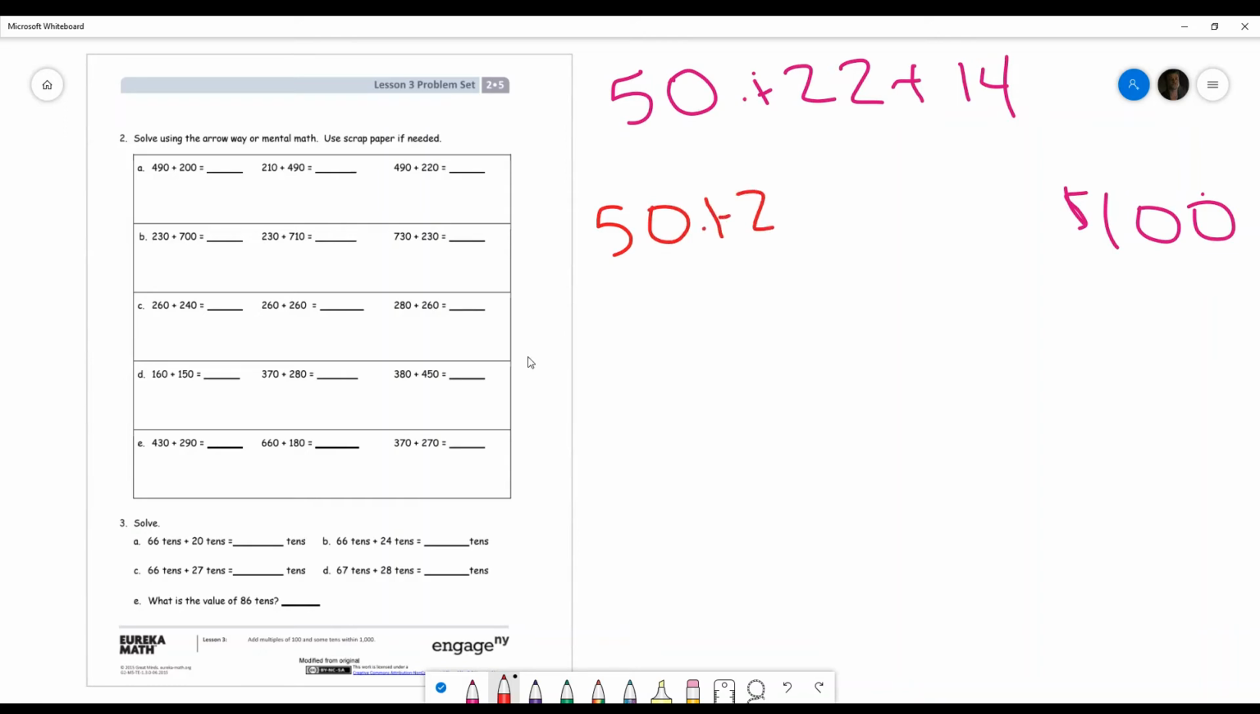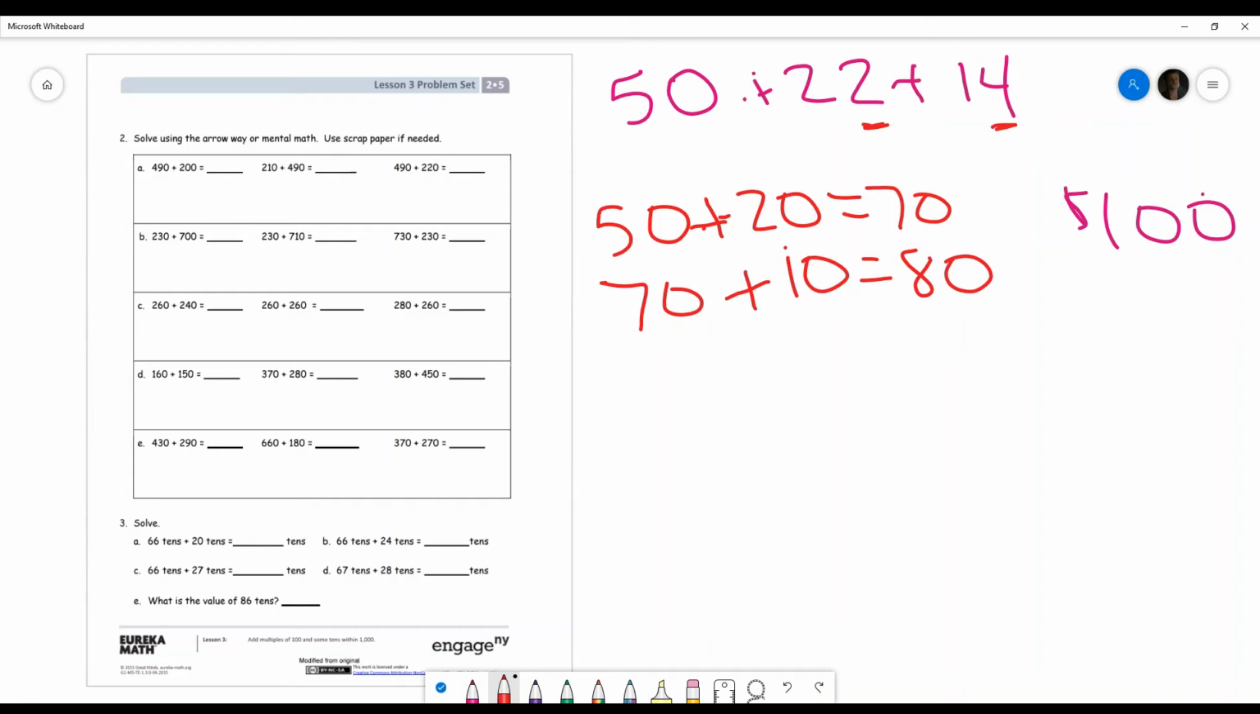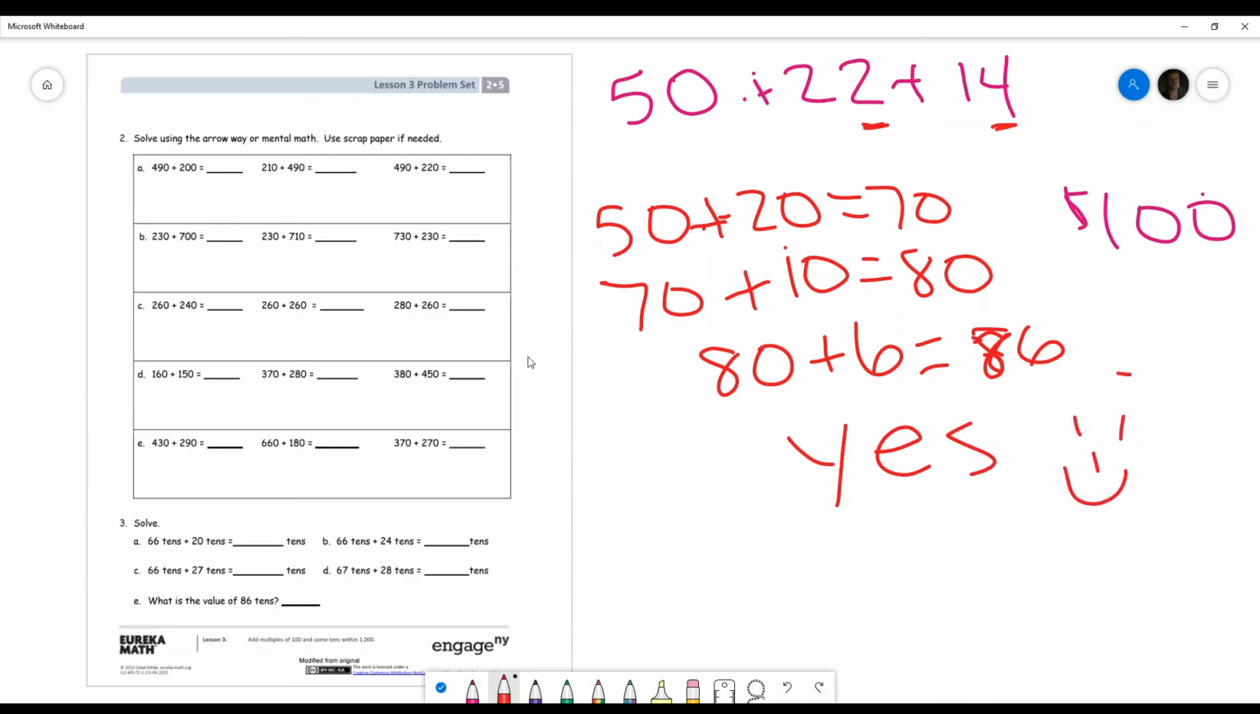50 plus 20 equals 70. 70 plus 10 equals 80. But I still have this 2 and this 4 left, so 4 plus 2 is 6. So I know that 80 plus 6 equals 86. I can do this all in my head. It's really easy. And now I know that 86 is less than 100, so yes, Mrs. C has enough money to buy the pants, the shirt, and the shoes.